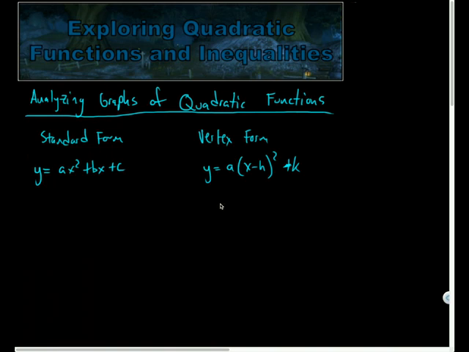So I just want to point out that a bigger than 0, this behaves all the same, right? The graph opens up. a is less than 0, opens down. I guess I got to write up there, don't I? The vertex is going to be at the point h comma k.